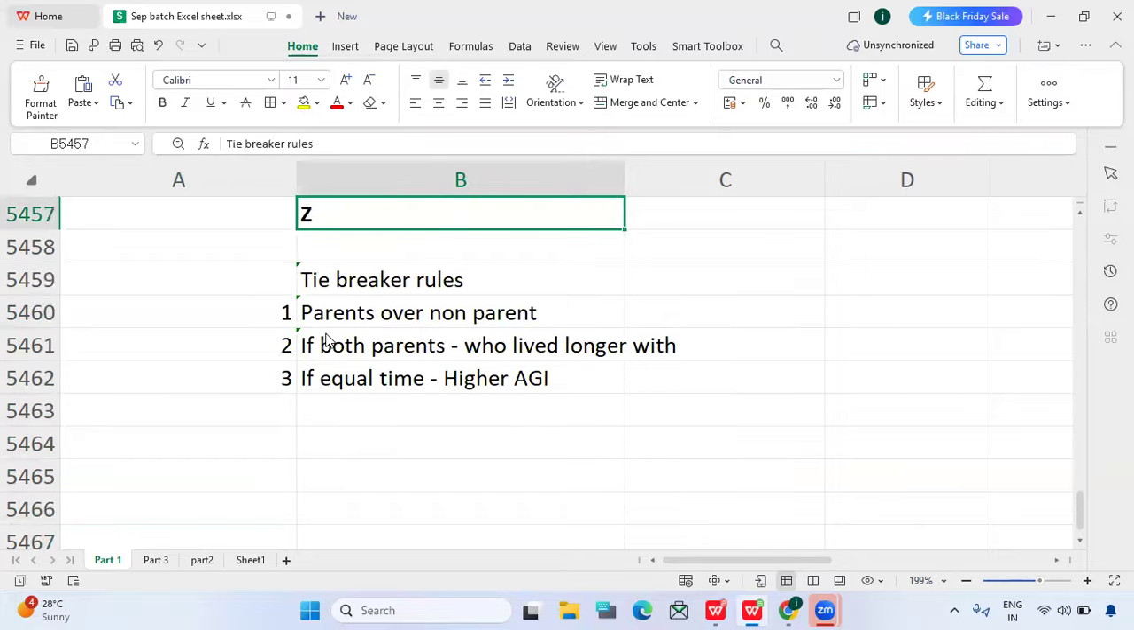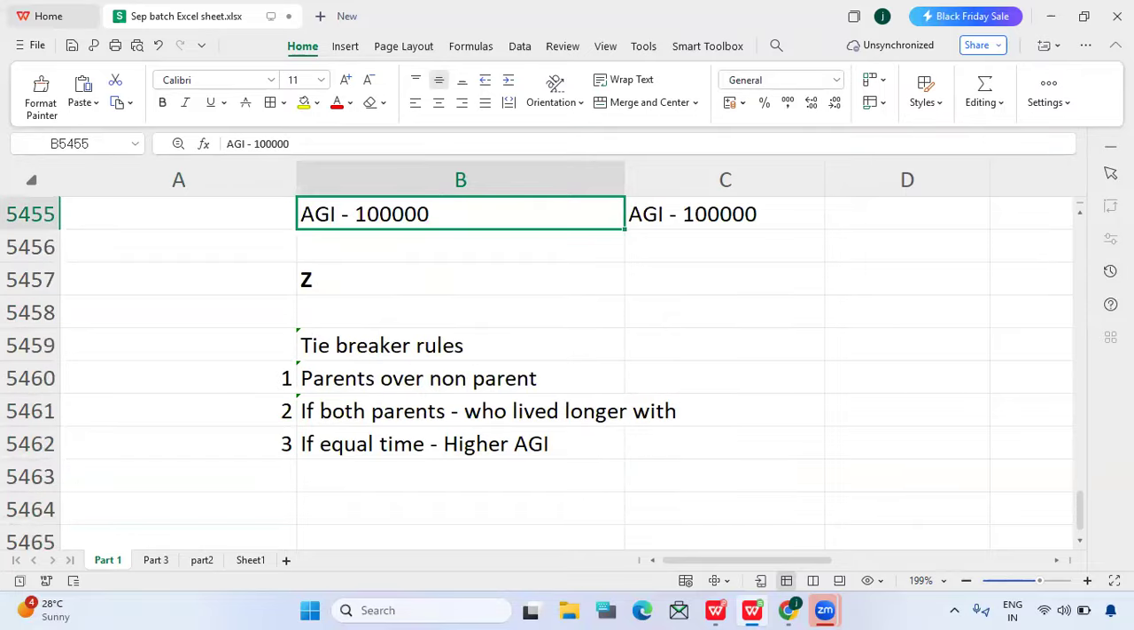Guys, any questions in this? So what are the four important tests we have for qualifying children? Relationship test: the child must be a son, daughter, stepchild, adopted child, foster child, brother or sister, stepbrother, half sibling, or a descendant of any of the above. And age test: under 19, or under 24 if full time. Full time means 5 months in a year they go to college. Then only we consider the person a full time student. And any age if permanently disabled.